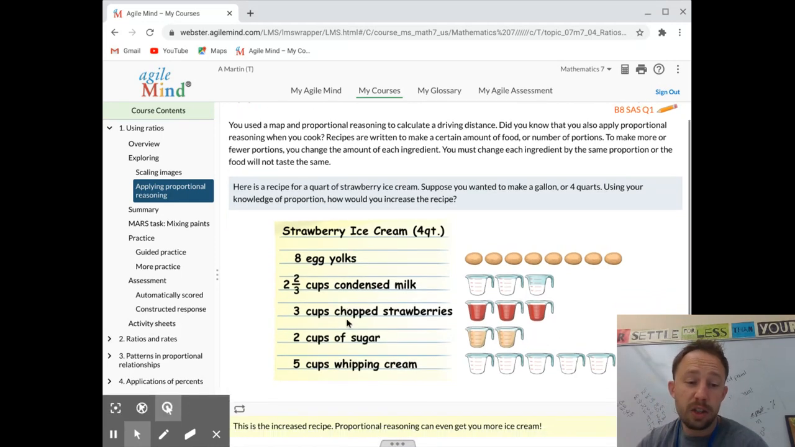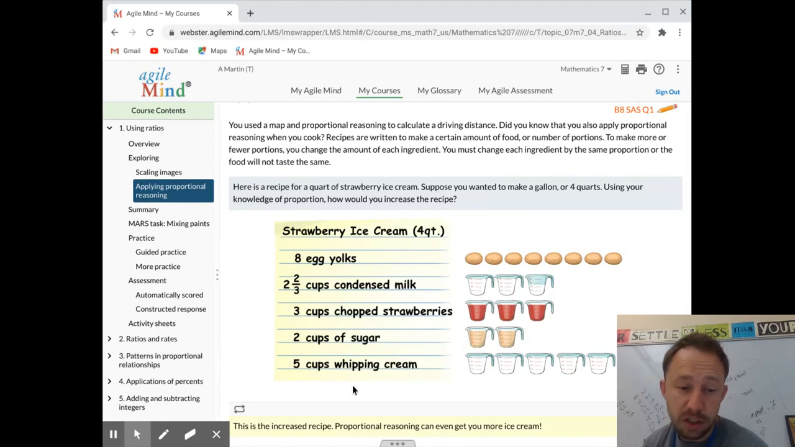So if you look at this, it says, this is the increased recipe. Proportional reasoning can even get you more ice cream, all right? So this is something you're going to use in the future. I know it doesn't seem like you will now, but one day you're going to be making something and you're going to have to either increase the recipe or decrease the recipe, okay? So this is a very useful set of knowledge for us to have, okay? So let's keep moving.